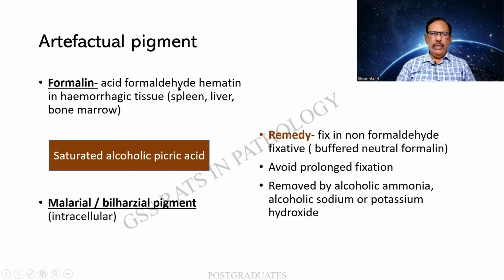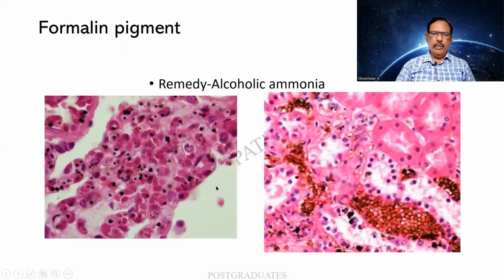Pigments can be artifacts. Formalin, for example. You find that there can be a brownish pigment. Malarial pigment, again a black pigment, or bilharzia. It is intracellular. The remedy will be, you will have to use a non-formaldehyde fixative, such as a neutral buffer. Avoid prolonged fixation. And this can be removed by means of alcoholic ammonia. Look at this formalin pigment over here. We used to have doubts whether it is some kind of hemozoin pigment or is it melanin, etc. But then when I move it under the fine adjustment, I find that one appears, the other disappears. Also, you find with the lysis of RBCs, this can be a problem. The remedy will be using alcoholic ammonia.